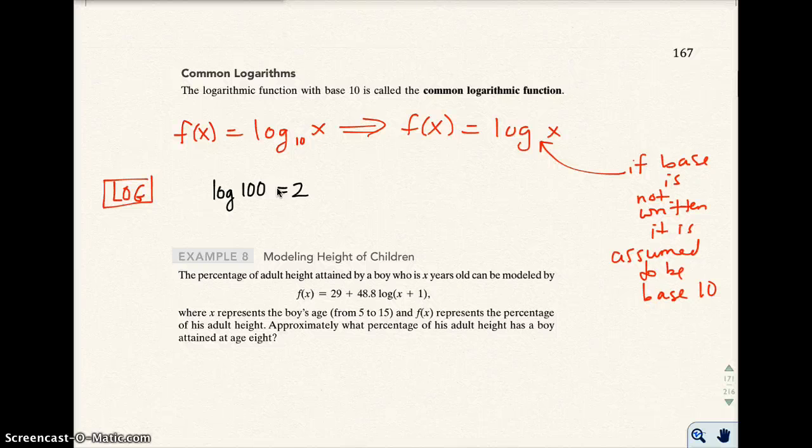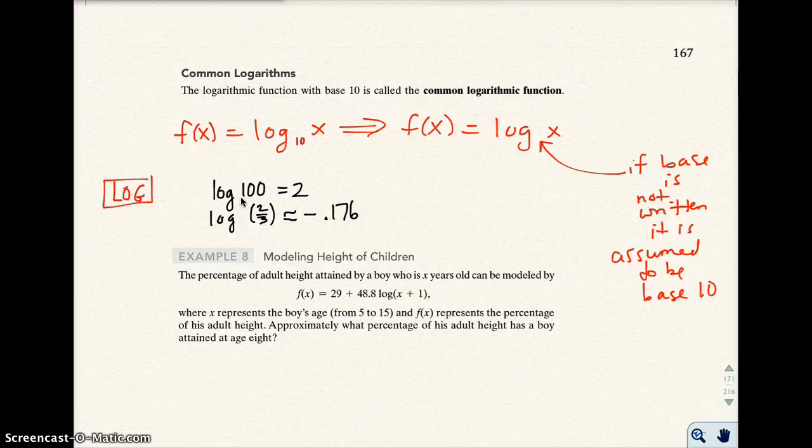If I have log of 2/3, again, there's no base written here, so it's assumed to be base 10. So if I type in the calculator log, then 2 divided by 3, it'll give me approximately negative 0.176. So again, if you use the log button in your calculator, the base is assumed to be 10. And not all logarithms have base 10.